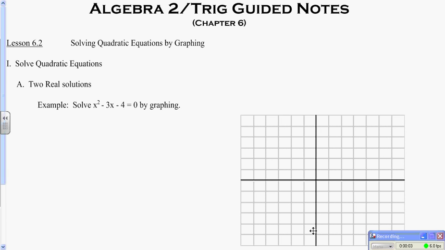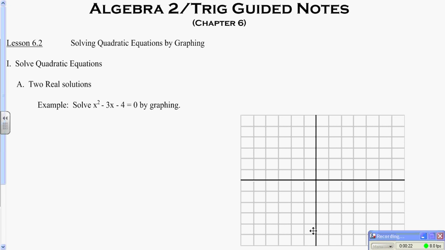Lesson 6.2, solving quadratic equations by graphing. Now if we're going to solve something by graphing, there's two basic ways. One is we can use a graphing calculator, if you have one handy, or else do it by hand. The first thing I'm going to show you is how to do it by hand, and then we can use our calculators more.